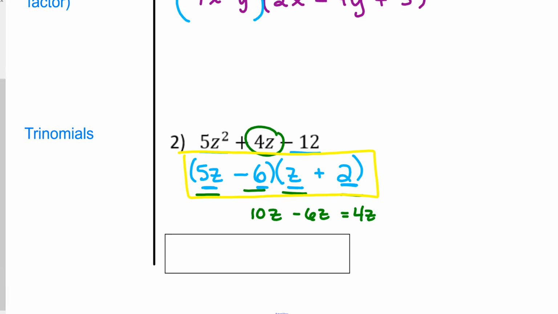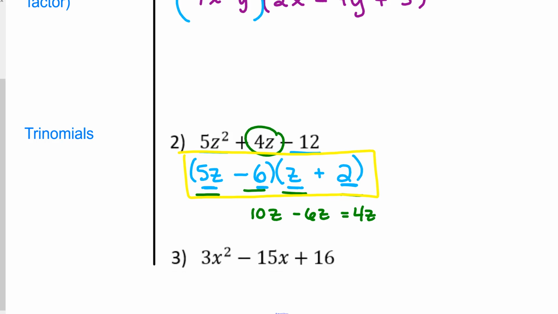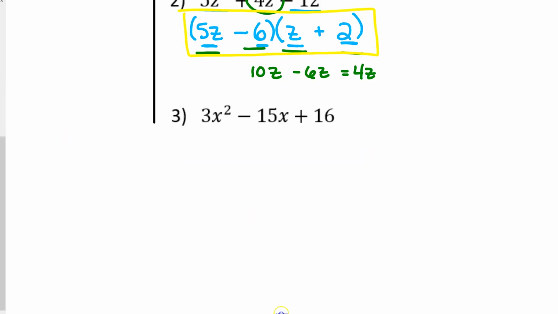Okay, let's take a look at another trinomial. 3x squared minus 15x plus 16. Okay, let's try the same process. To get 3x squared, it would have to be 3x times x. And then to get 16, we have a couple of choices.